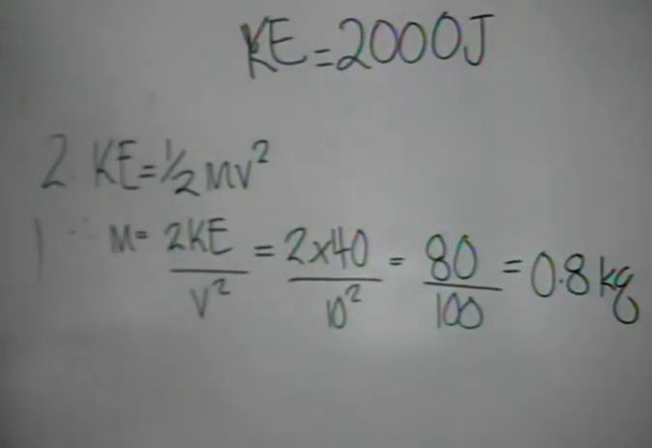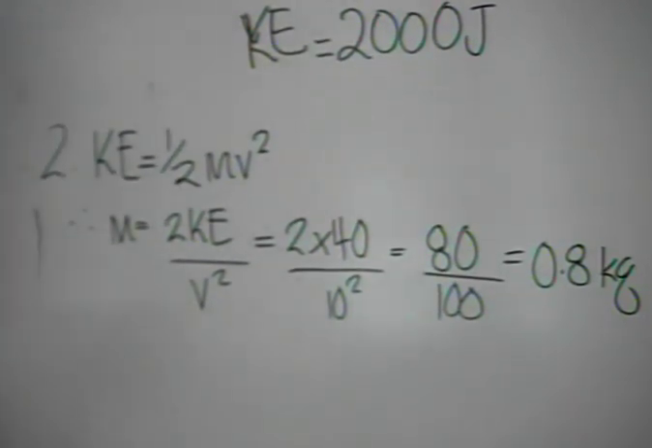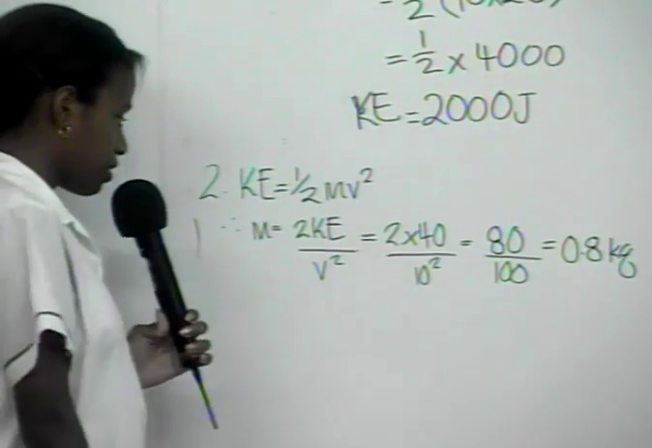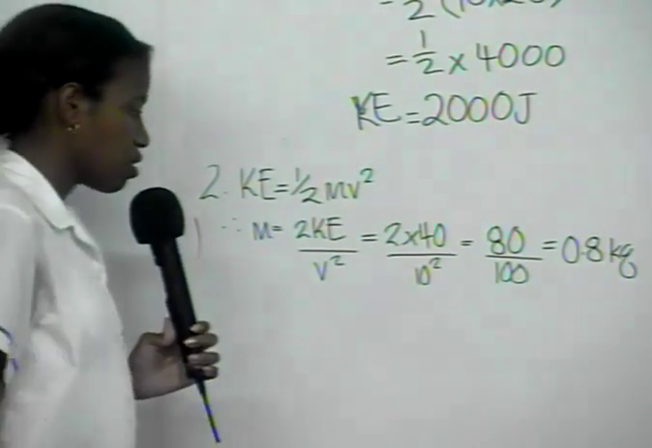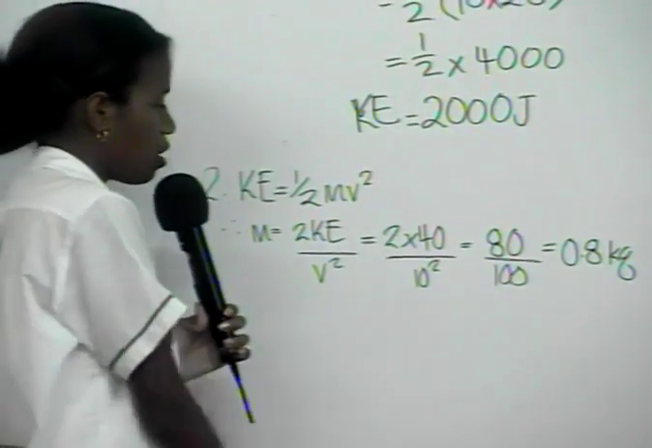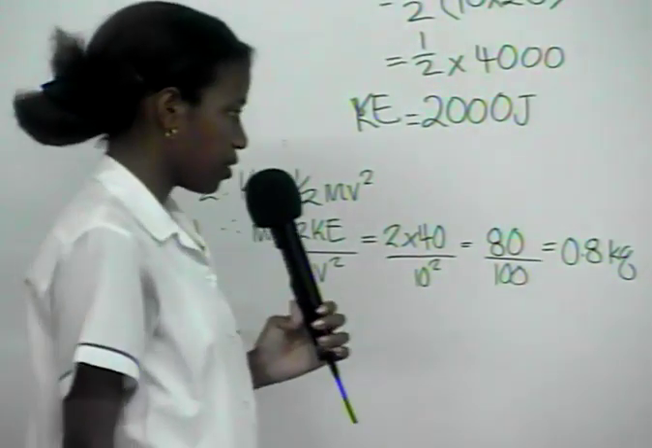The question asks us to find the mass, so I transposed the formula to make m the subject. So mass is equal to 2 times the kinetic energy over the velocity squared. So that's 2 times 40 on 10 squared, which is 80 on 100, which equals to 0.8 kilograms.